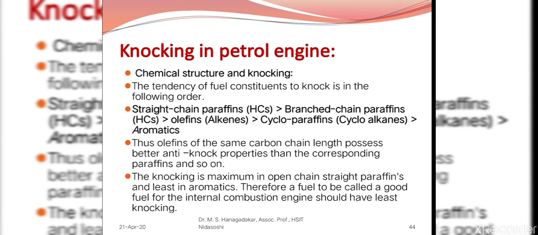Therefore, for the quality of petrol to be decided as good, it should have more aromatic hydrocarbons as compared to the straight chain hydrocarbons, which lead to produce the least knocking characters.